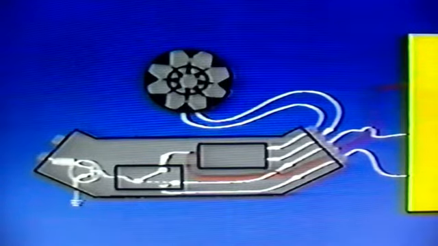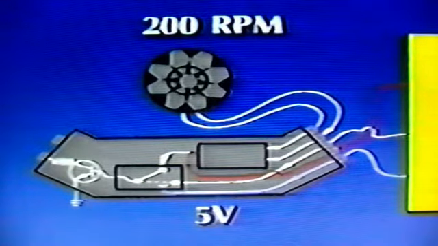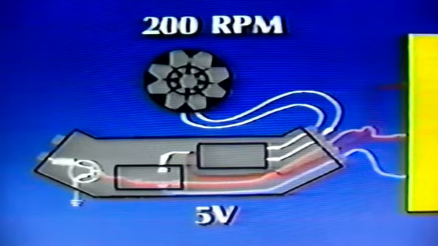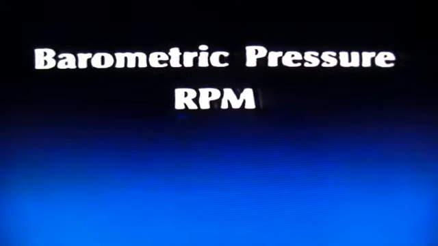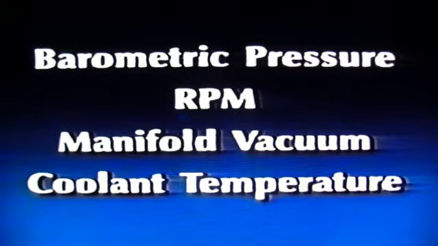When the computer sees a signal over 200 RPM, after a 5 to 15 second startup delay, it will send out a 5-volt bypass signal and take control away from the pickup coil. From this point on, the ECM controls the ignition coil. It receives data on barometric pressure, RPM, manifold vacuum, and coolant temperature, then uses this information to control the ignition coil trigger signal and set ignition timing.